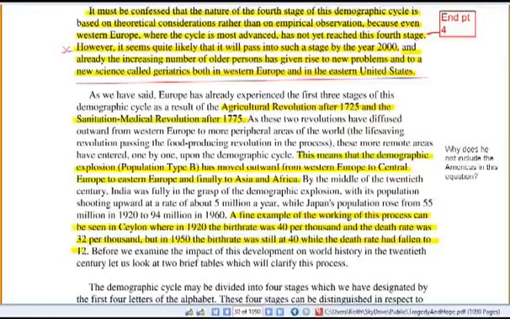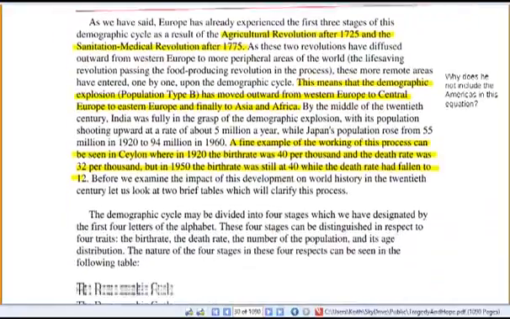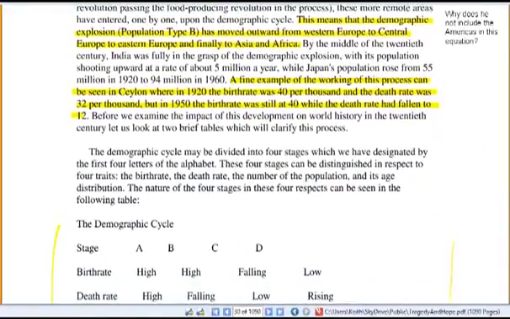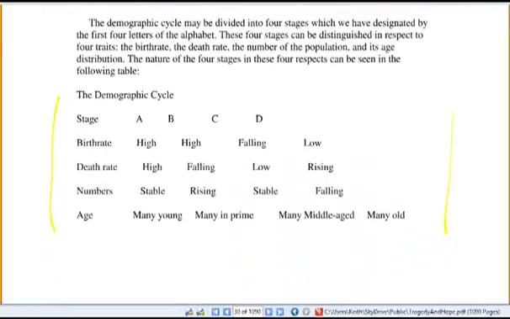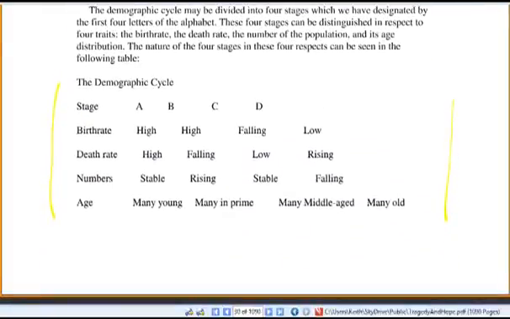Before we examine the impact of this development on world history in the 20th century, let us look at two brief tables which will clarify this process. The demographic cycle may be divided into four stages which we have designated by the first four letters of the alphabet. These four stages can be distinguished in respect to four traits: the birth rate, the death rate, the number of the population, and its age distribution. The nature of the four stages in these four respects can be seen in the following table.